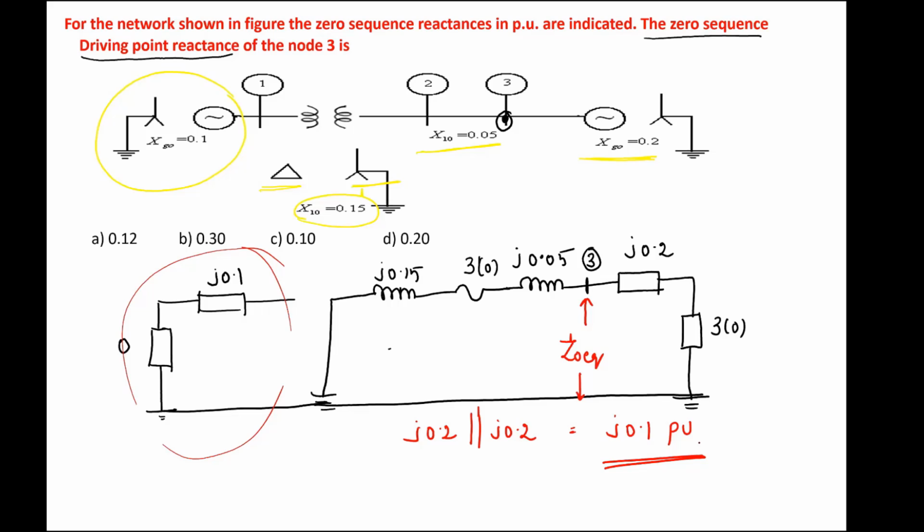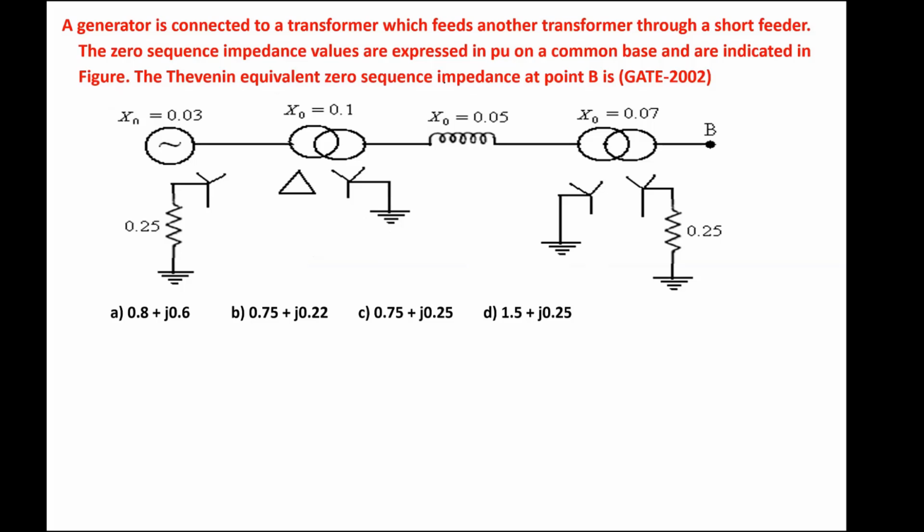So what is the right option? Option C is the right option. Understand? First we have drawn the zero sequence network for the given power system. Again, between node 3 and the reference, we have computed the Thevenin's equivalent impedance. Same question. Now you try to do this and tell the answer.